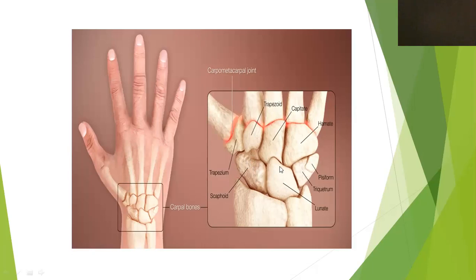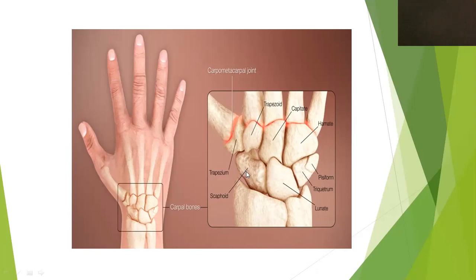Then lunate, triquetrum. On the triquetrum we can see another small bone, that is the pisiform. So scaphoid, lunate, triquetrum, pisiform. Then trapezium, trapezoid, capitate, and hamate. These are the bones of the wrist joint, or the bones of the wrist. Here we can see a total of 8 bones.